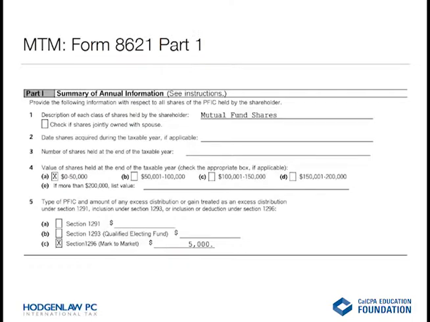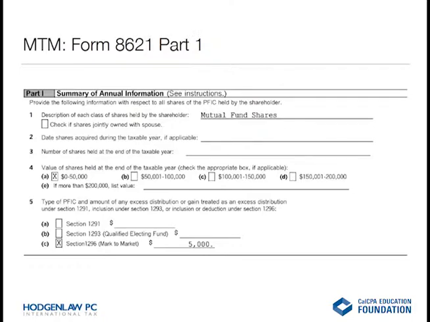Again, this one is 0 or blank because this is the year of sale, so there was nothing left at the end of the year. And value of shares held at the end of the taxable year, well, that's 0, so we check the 0 to 50,000 box. Line 5, type of PFIC and amount.